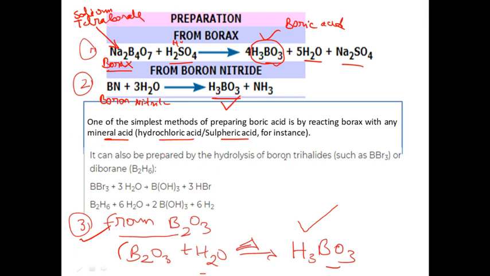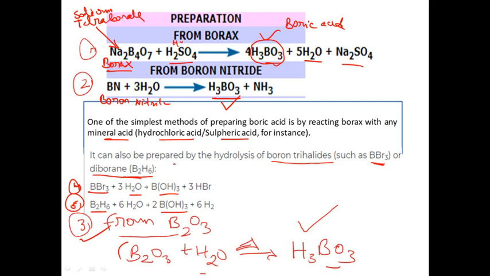And it can also be prepared by hydrolysis of boron trihalide. When boron undergoes reaction with a halogen, we get the halide, right? So this halide, BBr3, or diborane, B2H6, this is number 5. When boron tribromide undergoes reaction with water, we get B(OH)3. When diborane undergoes reaction with water, we get B(OH)3. So these are the 5 important methods of preparation of boric acid.